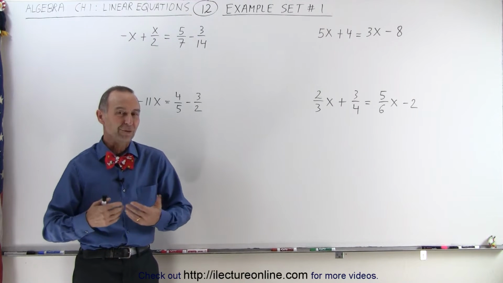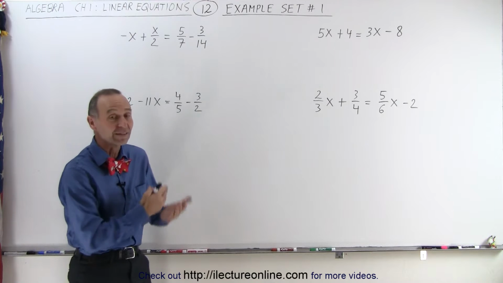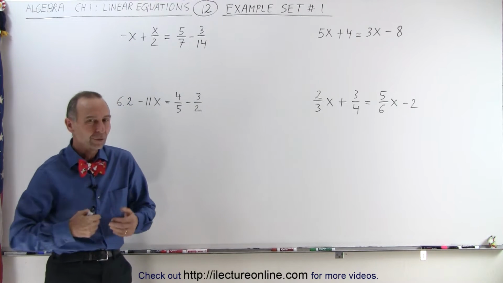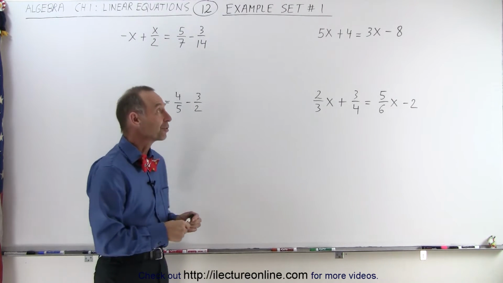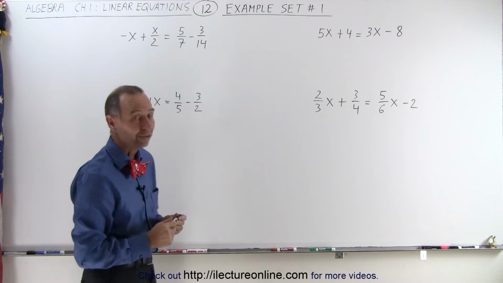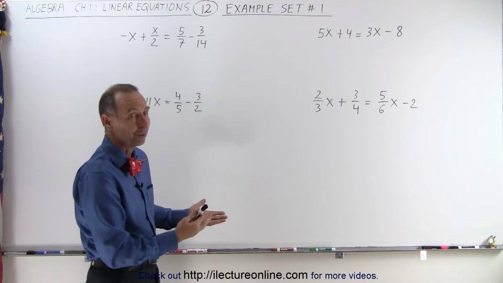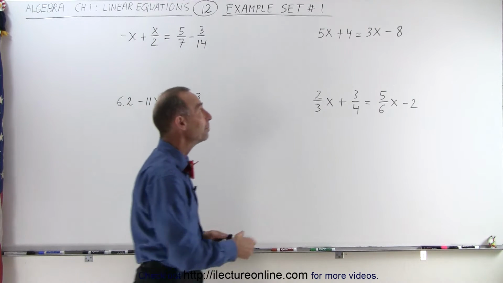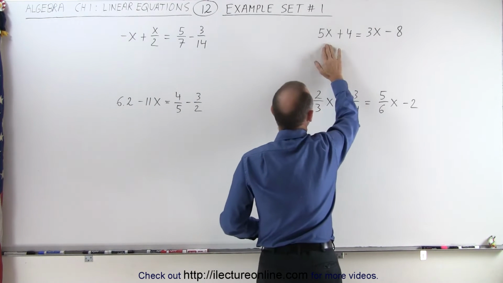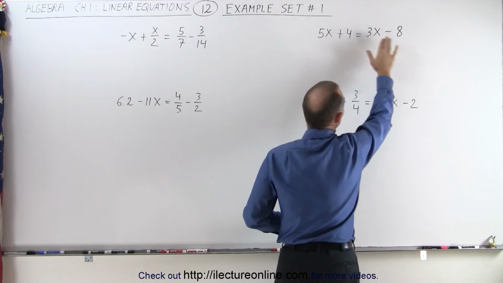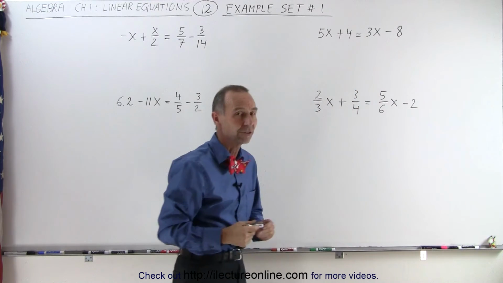Now we are ready for some practice. Here's our first example set, 4 examples, to see if we've learned how to solve linear equations. Our first one is fairly straightforward. We don't have to get rid of parentheses or fractions or decimals. We just need to start by moving all the terms that contain the variable x to one side and all the numbers that do not contain the variable x to the other side.